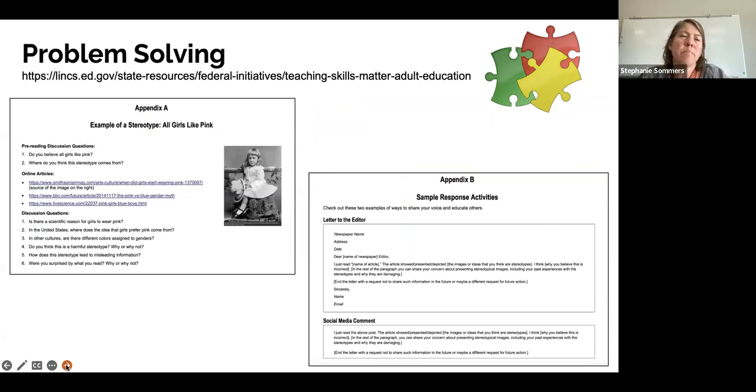Here, this problem-based learning about stereotypes, I just thought I'd show you a little bit of what the lesson is like. Students read about a gender stereotype, all girls like pink. There's links to a few different articles on that. And then the activity is students either write a letter to the editor or compose a social media comment or reply in which they talk about why stereotypes are harmful. Okay, so kind of a neat activity. And of course, there are all types of different stereotypes that we could use. It wouldn't have to be one that was gender-based.